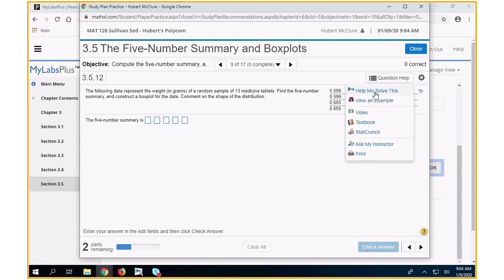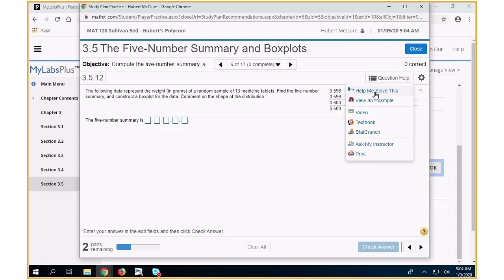That is to knock the cobwebs loose. Show me how to do it. Boom, boom, boom, boom, boom. Step by step. No questions. Just this, do this, do this, do this, do this. That's for people that are reviewing or don't remember. Okay? That's the one that is most used.